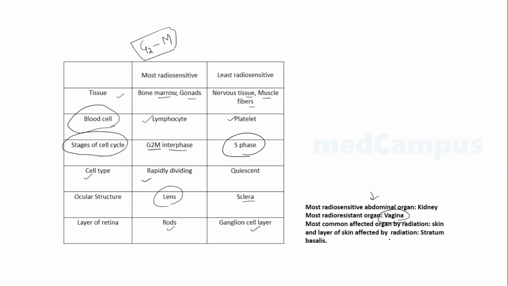And the most common organ affected by radiation is skin. And which layer of skin is most commonly affected by radiation? It is stratum basalis. So this single slide, single discussion of 1 minute has almost 10 to 20 important MCQs here. So please do revise this part also.